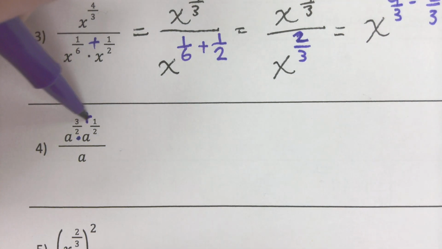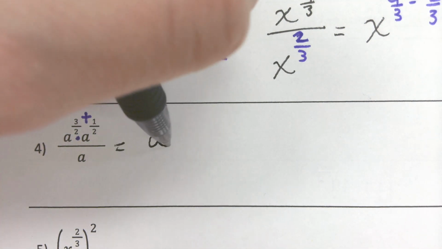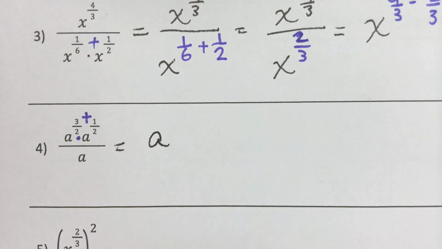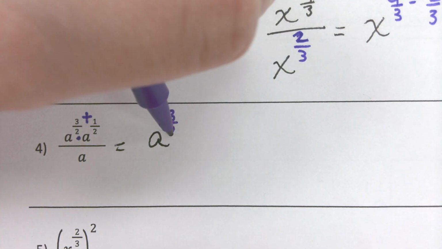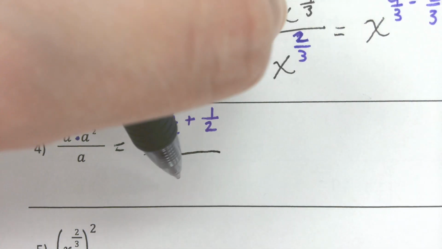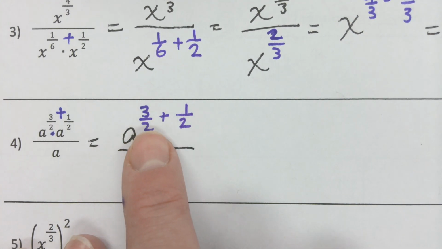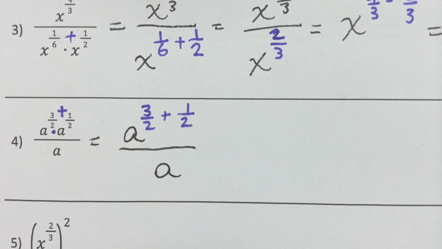So once again, we're going to add those fractions on top first and foremost. We have A to the 3/2 plus 1/2. Now on your own, if you don't want to necessarily write this out, like when you do your own work, you know you need to add the fractions, that's fine. I'm just doing this for notes purposes.